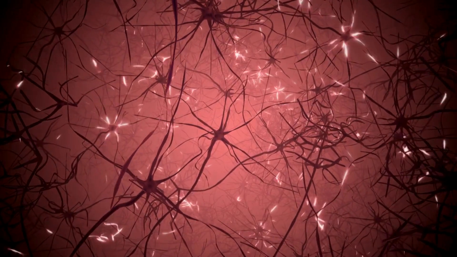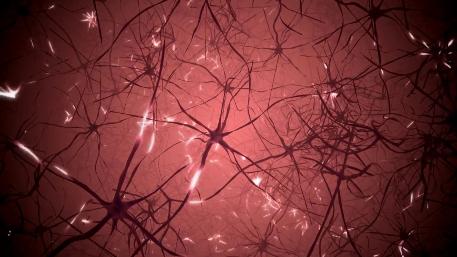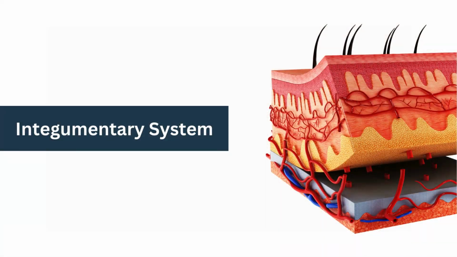Let's briefly explore the structures of the skin. The integumentary system contains the largest organ of the body, the skin, and its accessory organs. We will learn more about the functions of the integumentary system in physiology.